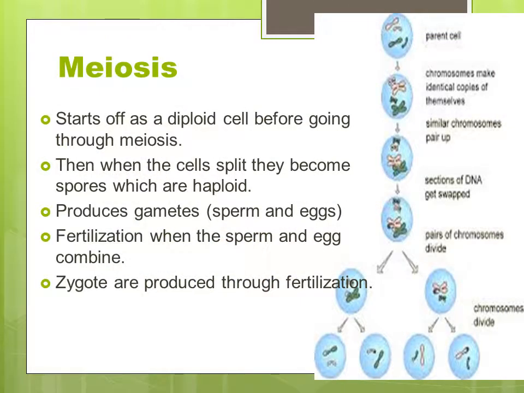As mentioned earlier, sporophytes produce spores through meiosis or sexual reproduction. In meiosis, the process starts off as a diploid cell. The cell then splits, becoming haploid cells. The haploid cells then become gametes, which are the sperm and eggs. When the sperm and eggs combine, fertilization occurs. When fertilization occurs, a zygote is formed.